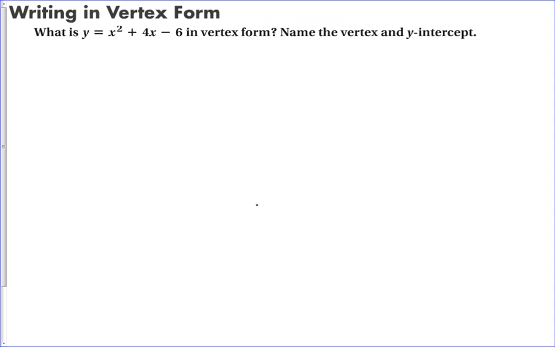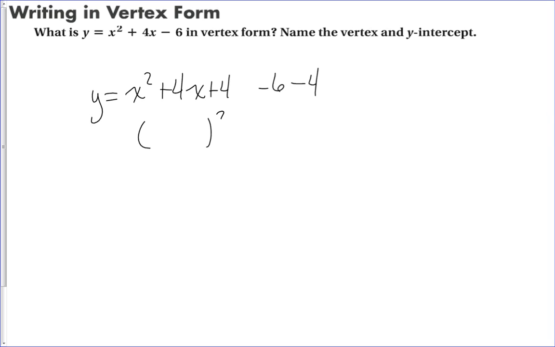Alright, writing in vertex form. Now, to write in vertex form, we can also use completing the square to get to vertex form. How we have to do it is this. So we have y equals x squared plus 4x minus 6. Put a space between them, go ahead and half this and square it. 4 divided by 2 is 2, squared is plus 4. Now, since we added a plus 4 here, we also have to subtract a 4 here. I know it sounds counterintuitive, but now this part is factorable.